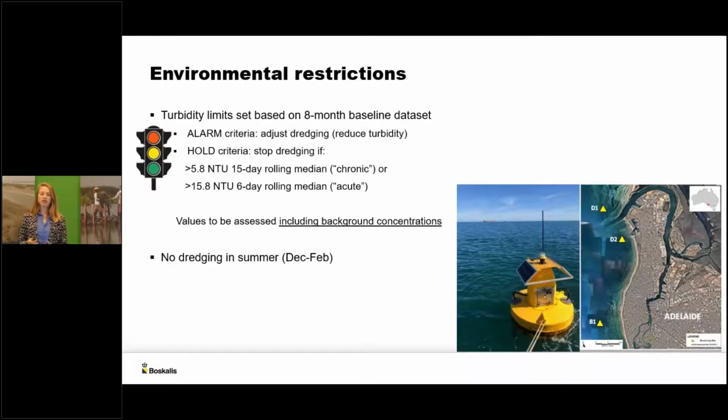During the process of negotiating those limits, it was found, based on the baseline data set of the water quality and the plume modeling, that there would not be any exceedance of the limits. And therefore, during the project, we were not allowed to look at the background concentrations. Furthermore, what was important is that dredging works had to be executed in summer periods.